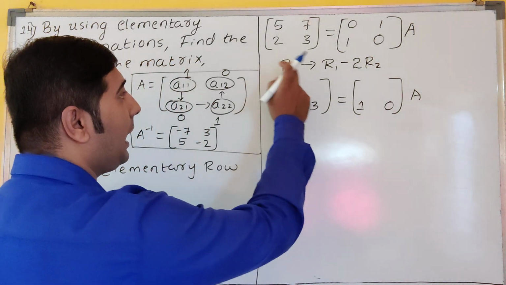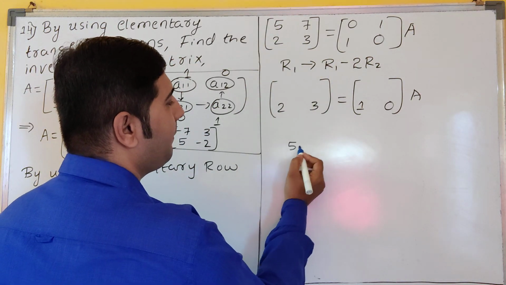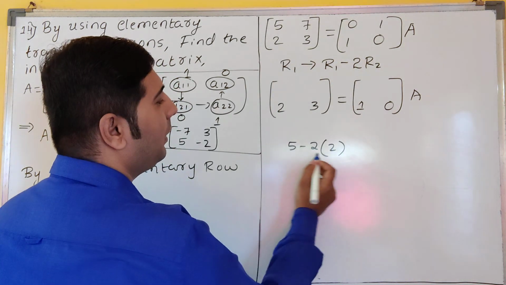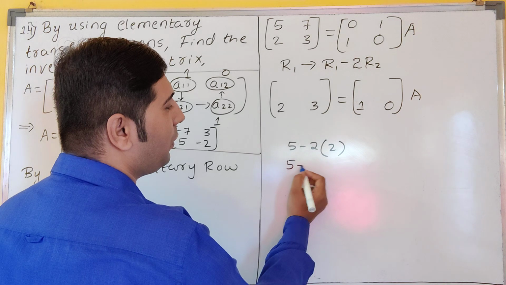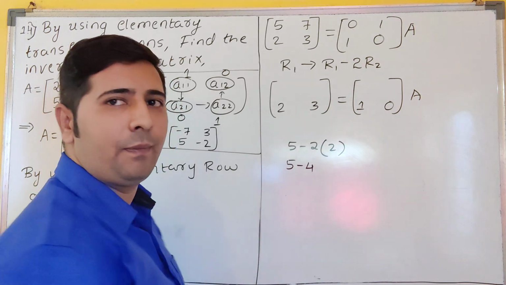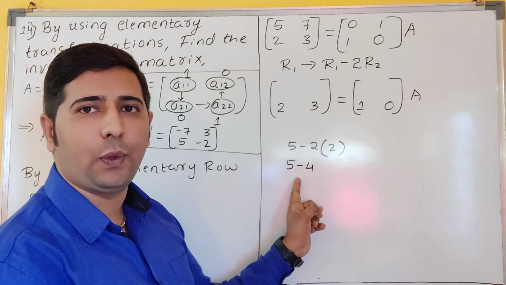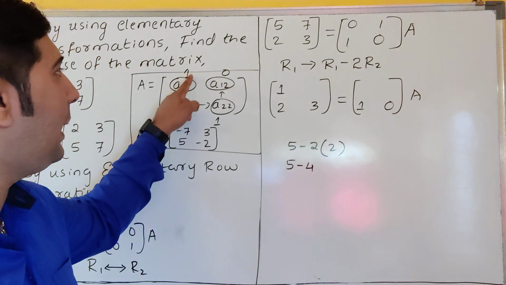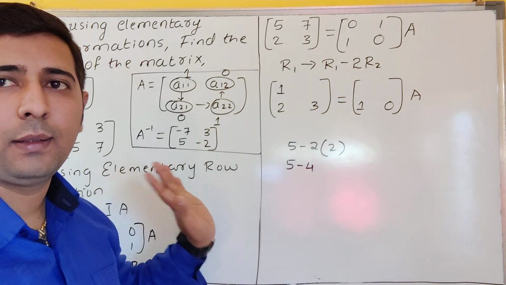Clear? So now see, R1 is how much? 5 minus 2 into R2, which is how much? 2. 5 minus 2 into 2, how much? 4. Minus 2 into 2 is minus 4. 5 minus 4 is how much? 1, or not? And which did I require here, students? First one, 1. Got it?